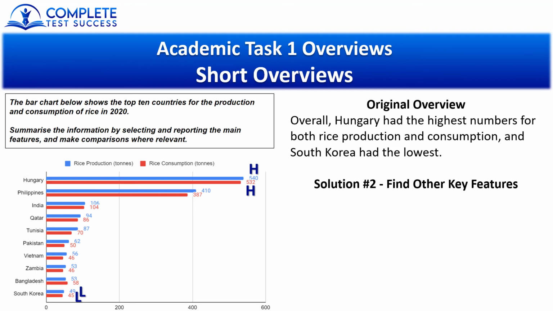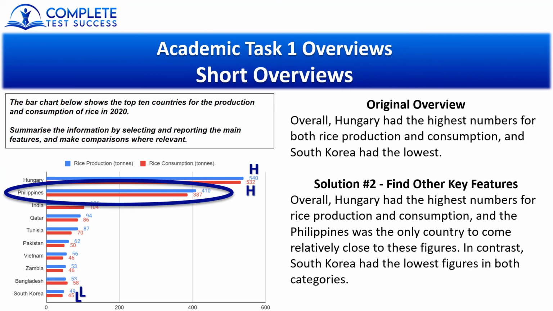Or we might decide to focus on the Philippines being the only country that was anywhere near Hungary's figures. Overall, Hungary had the highest numbers for rice production and consumption, and the Philippines was the only country to come relatively close to these figures. In contrast, South Korea had the lowest figures in both categories.